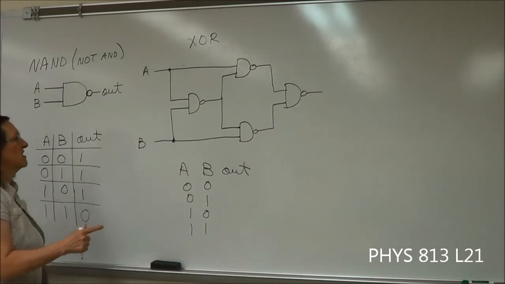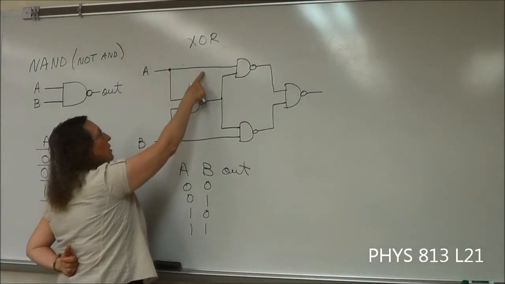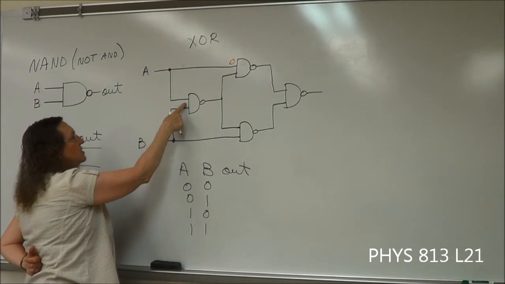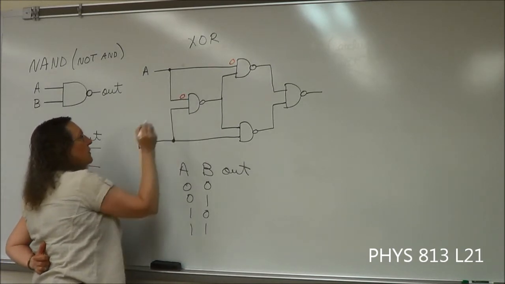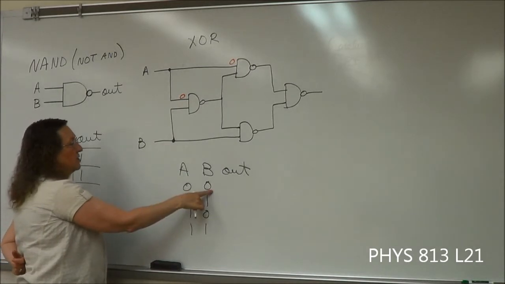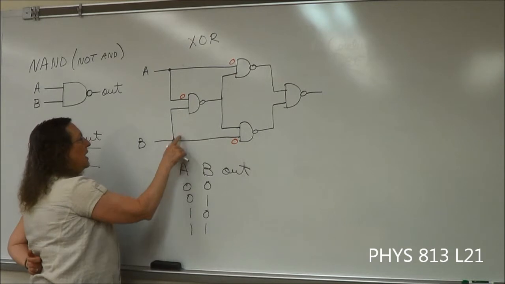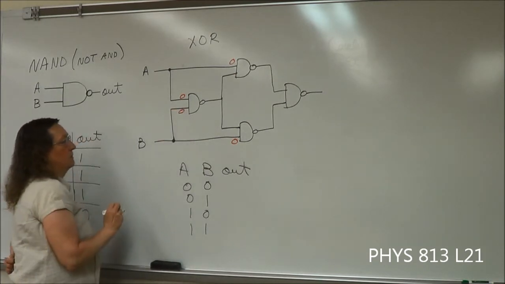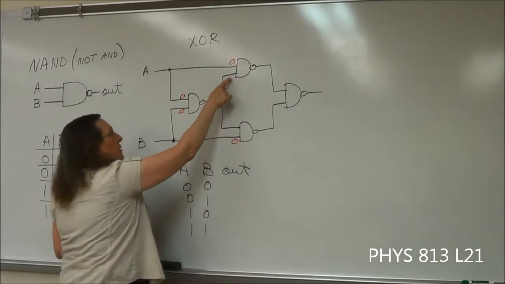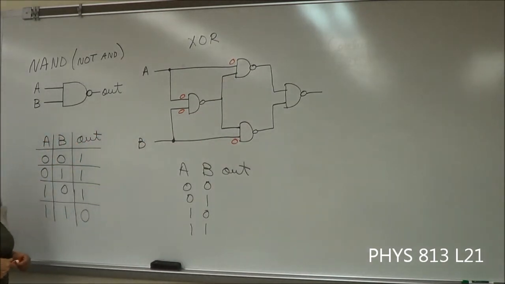Okay, so we're going to start with A is 0, so A being 0 means that that goes over to here. It also comes down to this one, is 0. Now B is also 0, so it goes all the way over here to this, and it goes up here to this one. Well, you notice that we can't do anything with these yet because we don't have the other input. So we have to look at the first NAND gate.